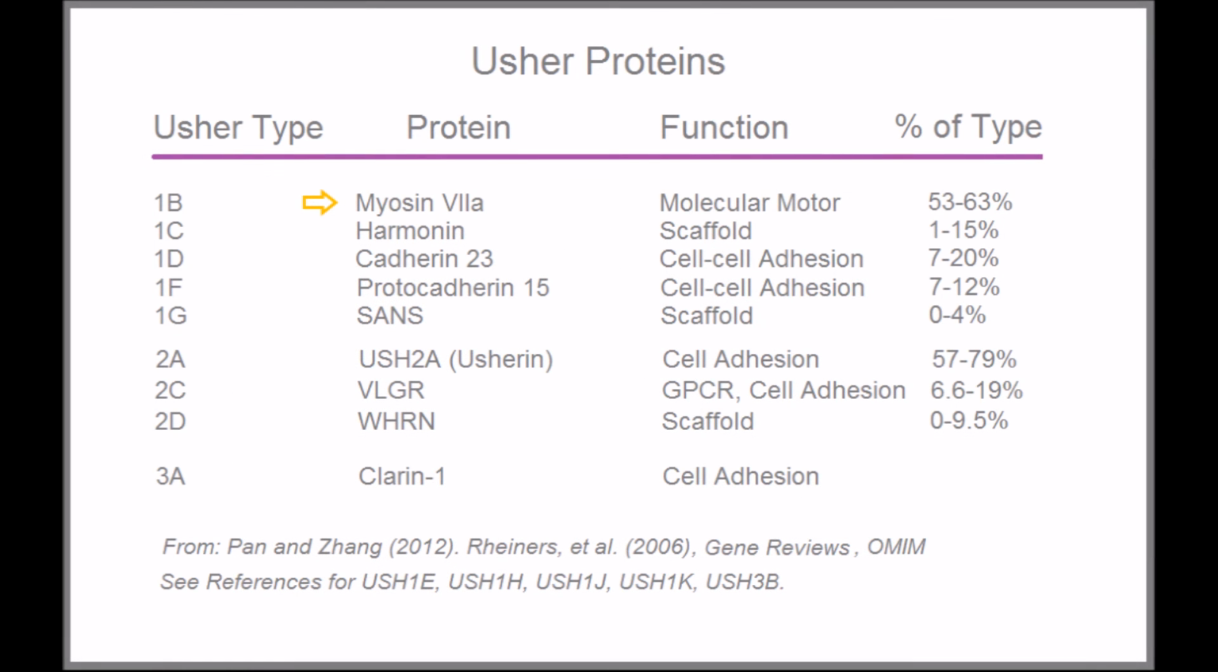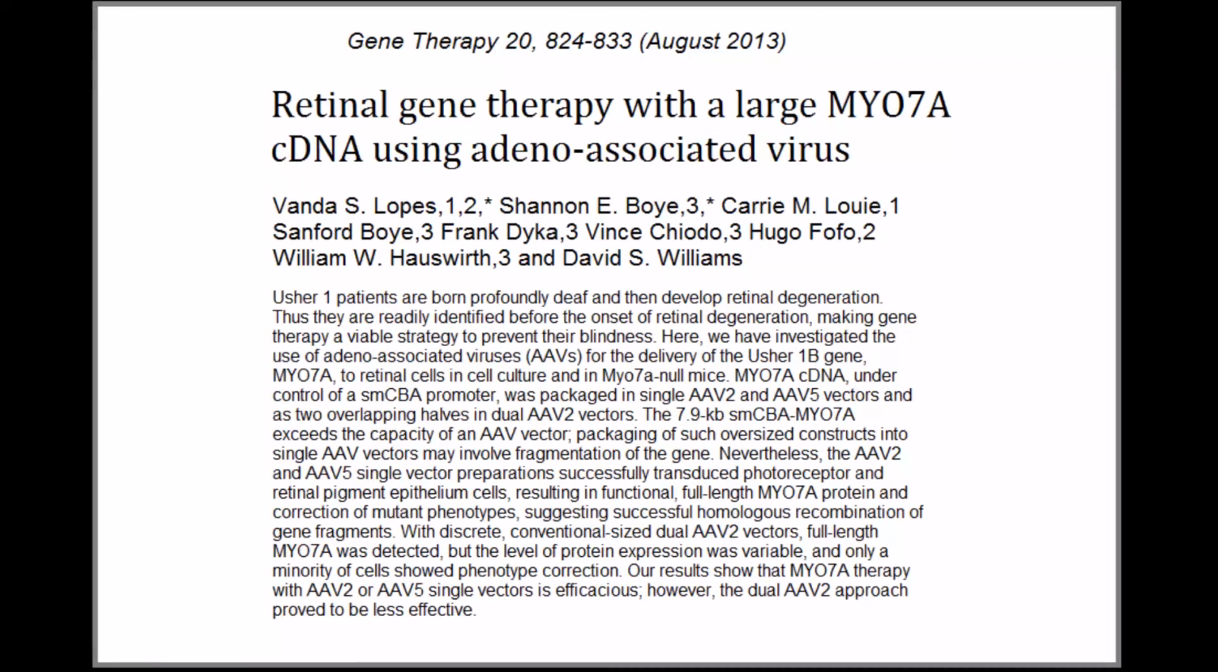One more point before we finish with Usher. Among the multiple causes of Usher syndrome, the most common cause of Usher type 1 is a defect in the myo7A gene. This has become a target for one version of gene therapy, which involves using an adenovirus to insert a normal copy of the myo7A gene.